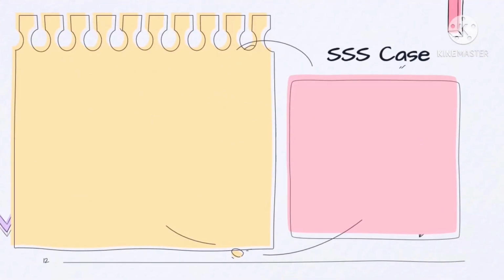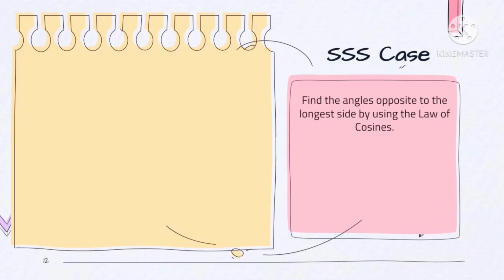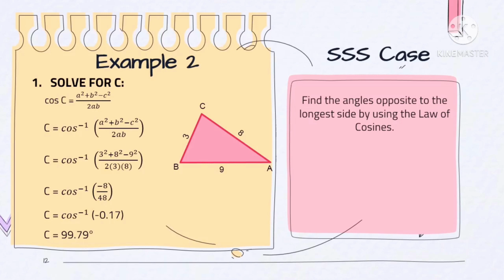Now for the SSS case, the first step would be finding the angle opposite to the longest side by using the law of cosines. Here's a triangle with side c as 9, side b as 8, and side a as 3. All angles are unknown. From the first step, we derived the formula, including applying inverse cosine to both sides, substituted the values, and calculated the quantities in the parentheses first. As a result, we got 99.79 degrees for angle C.